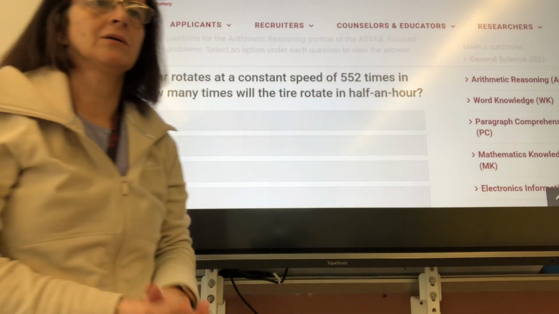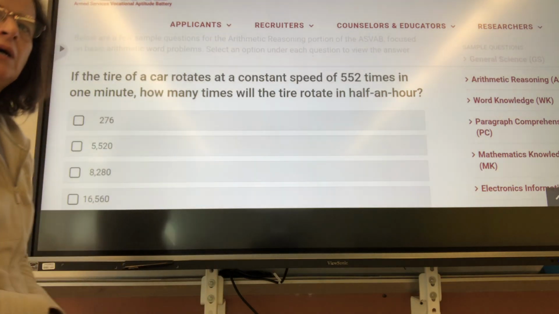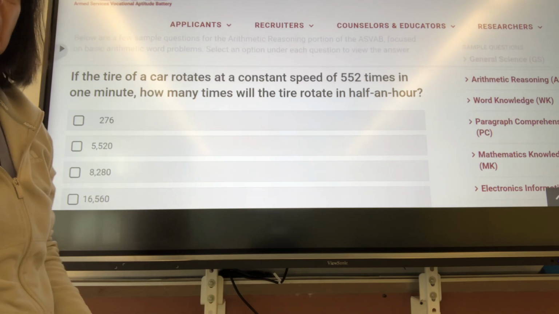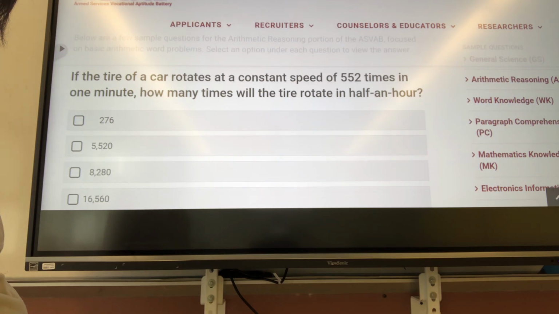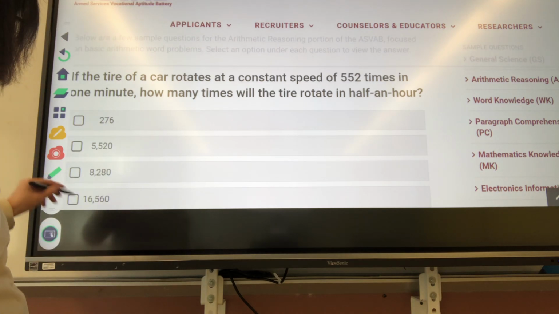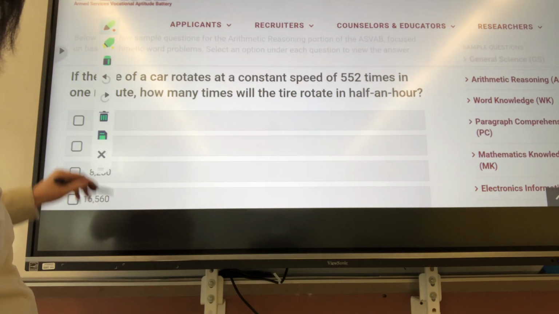Yes, good morning. I'm going to be going over some ASVAB questions in the math section. I'm going to start with the first one that they have posted on their website, which says if the tire of a car rotates at a constant speed of 552 times in 1 minute, how many times will it rotate in half an hour? So I can think in terms of a proportion, ratio, or some people may see that we're going to have to multiply.